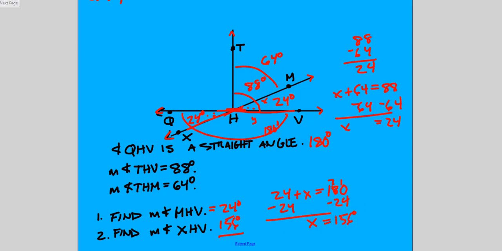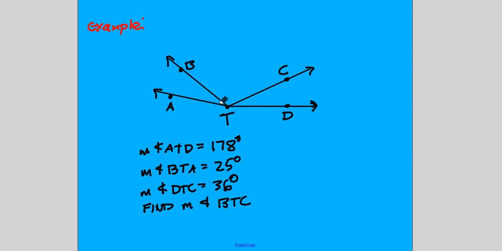Okay, continuing. Alright, so I have a diagram here. I've given you some measures of angles. I want you to find the measure of angle BTC. So let's mark up the diagram. The measure of angle ATD would be this angle here. That's 178 degrees. The measure of angle BTA, that's right here, is 25 degrees. The measure of angle DTC is 36 degrees.